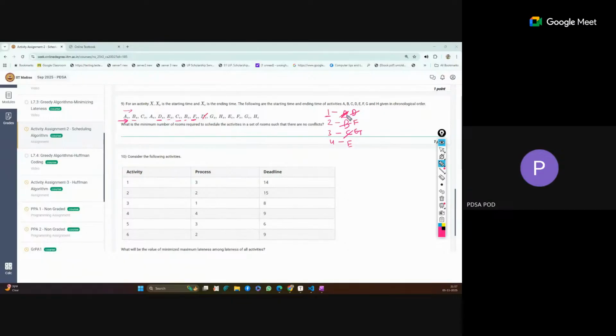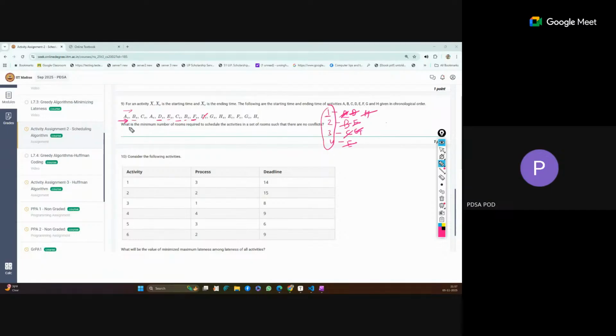So for H, still one room is empty. So this H is done. E is finished. Now F finished. Now G finished. Now H finished. So in this process, how many rooms have we taken? Only 4. So this is the minimum number of rooms we have taken in this process. So this is the minimum thing.